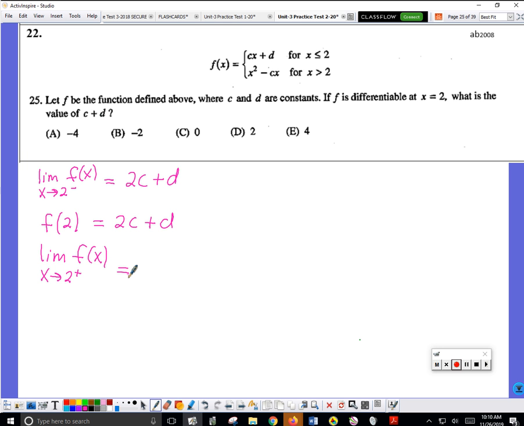Hands up. What's that? Marin, what do you got? Is it 2 squared minus c times 2? Okay. Well done. How many knew it? 2 points, 3 for Marin.